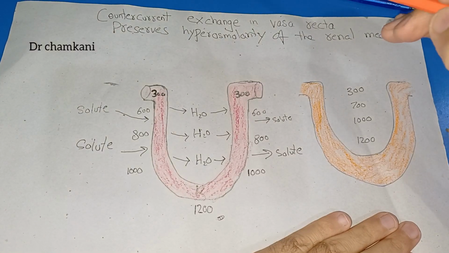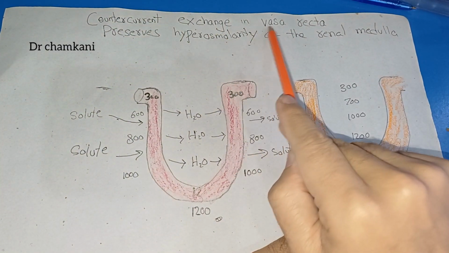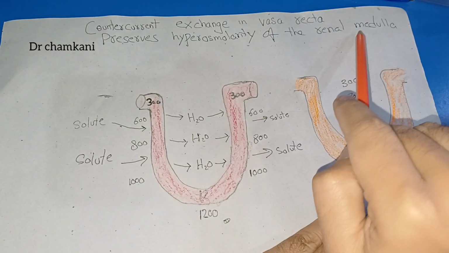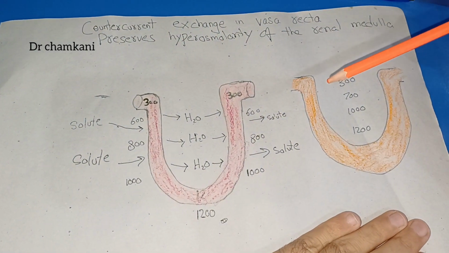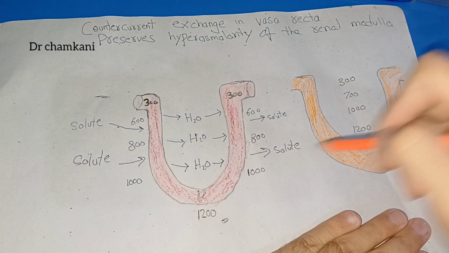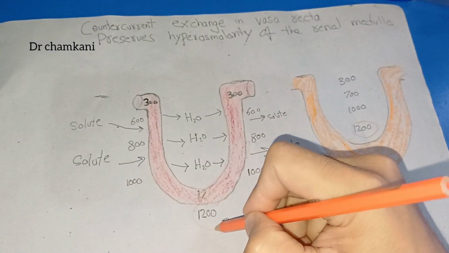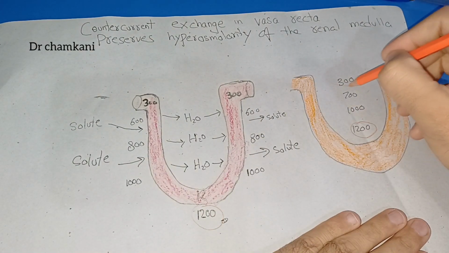Today in this lecture, we will talk about the countercurrent exchange in vasa recta and how it preserves hyperosmolarity of the renal medulla. Previously, we have discussed that the osmolarity in the renal medulla is very high as compared to the cortex.